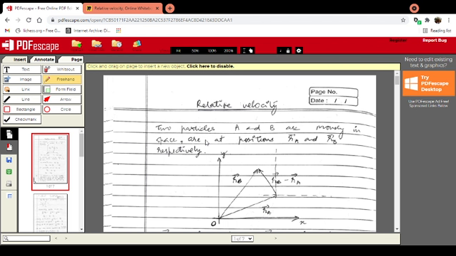Relative velocity or relative motion is the topic in which we would study the motion of an object or a particle when we are seeing it from a frame of reference which itself is moving. That means that the observer is moving with some velocity or some acceleration, and is trying to observe an object which is moving or stationary.